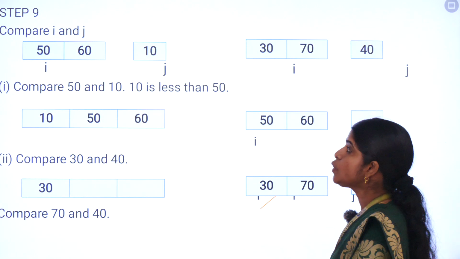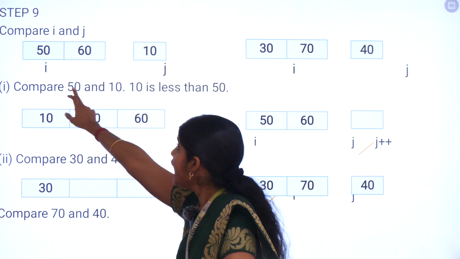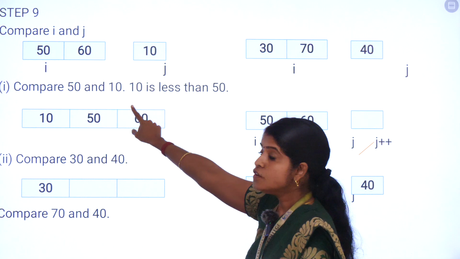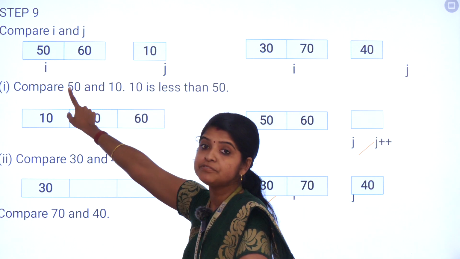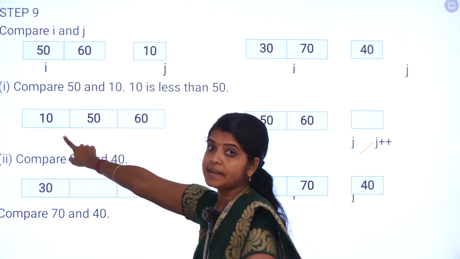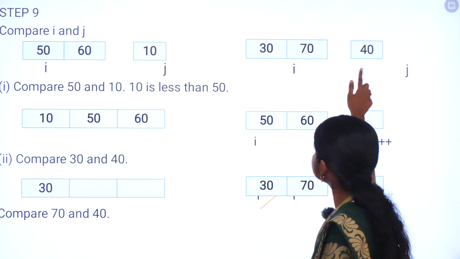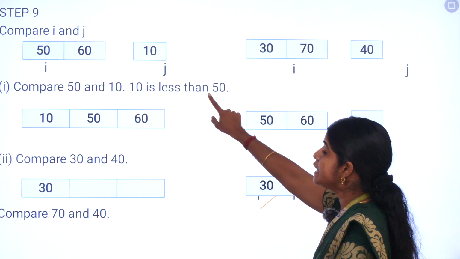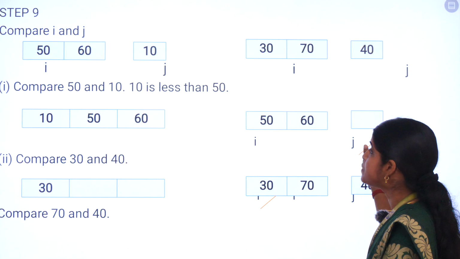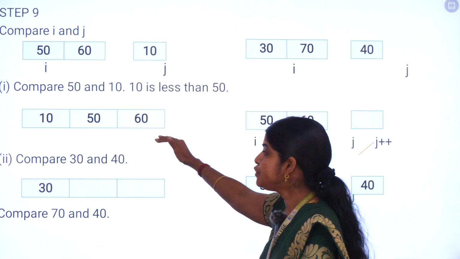Then we want to compare I and J. So consider this is I and this is J. We want to compare 50 and 10. So 10 is less than 50, so here the 10 will be placed into the new array. After that the J value will be incremented to the next position. There is no element in this place, so the remaining element will be automatically stored in the new array.